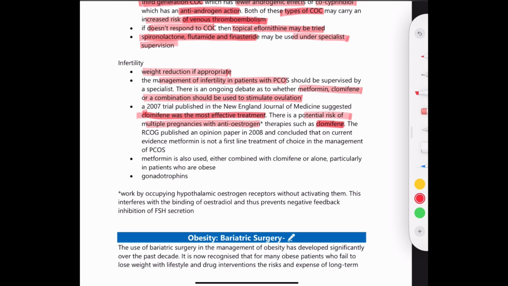Now, the RCOG published an opinion paper in 2008 and concluded that on current evidence, metformin is not a first-line treatment of choice in the management of PCOS. Metformin is also used either combined with clomiphene or alone, particularly in patients who are obese for weight reduction, and gonadotropins.